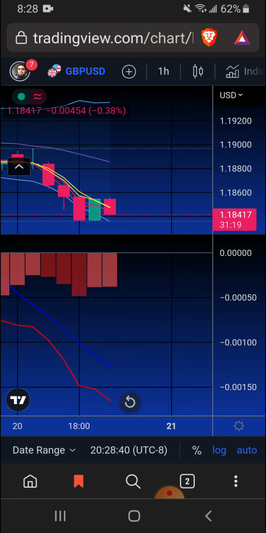I'm using the free TradingView. I just need 3 indicators. So yeah, that's it. So hopefully that helps.